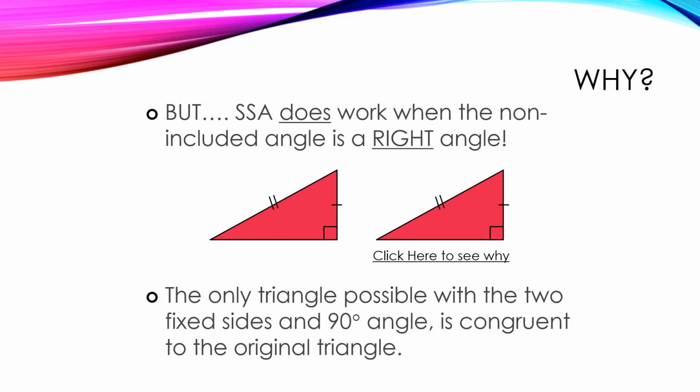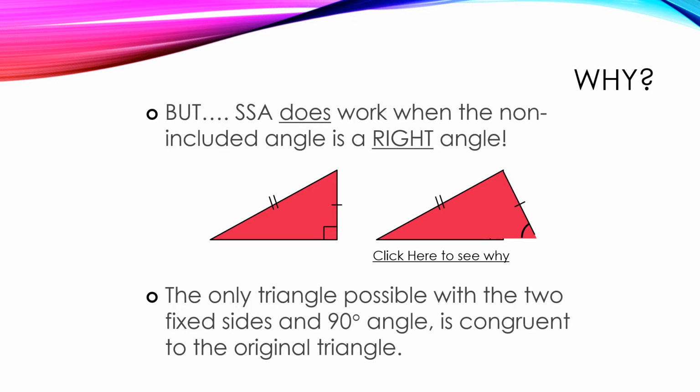So if we look and we were to flip this line here over to make another triangle, it doesn't reach the bottom of the base of that triangle. Or we might have an obtuse one, and again, it makes it an obtuse triangle. The only triangle possible with the two fixed sides and 90-degree angle is congruent to the original triangle.